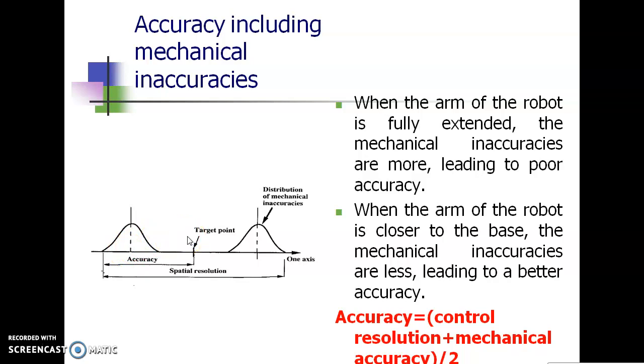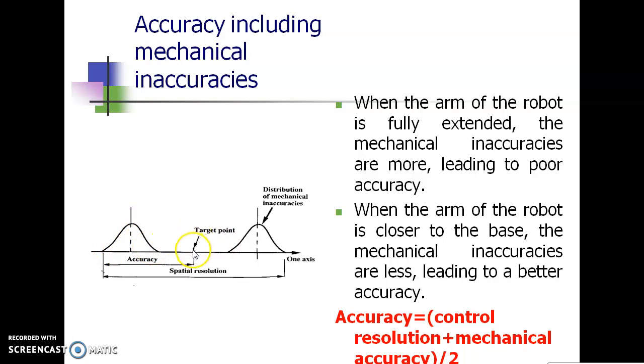So what is actually accuracy after including the term mechanical inaccuracies? Accuracy is control resolution plus mechanical accuracy, divided by 2. Which one is the mechanical accuracy? This is the mechanical inaccuracy. You can see here, this is a normal distribution curve. On one side it is plus 3 sigma, and on the other side it is minus 3 sigma. So it lies between plus 3 sigma and minus 3 sigma, totally 6 sigma. So this mechanical accuracy is a normal distribution curve.